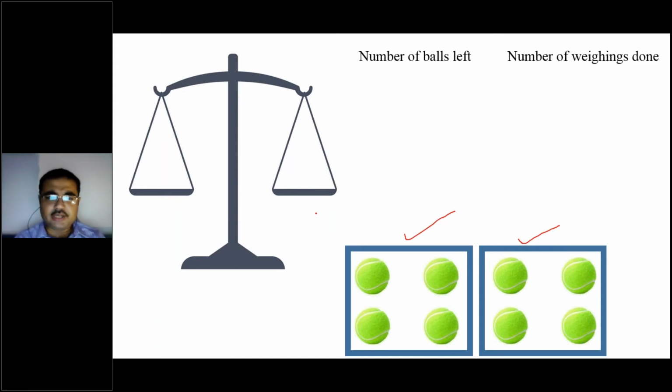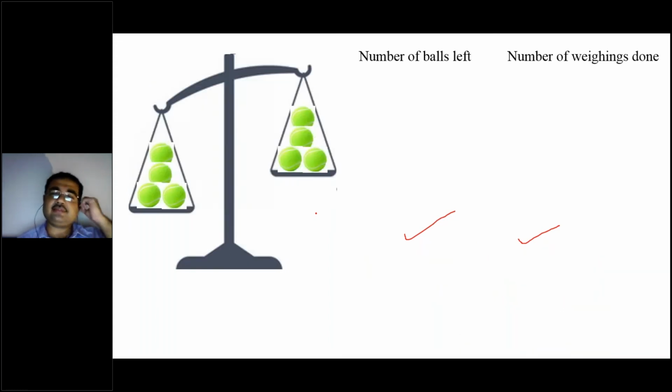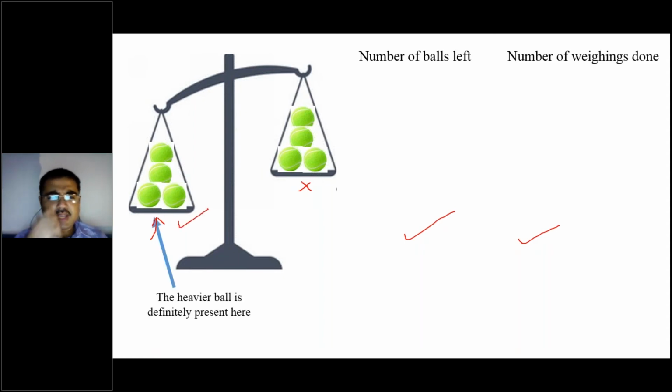I put it and see something like this. What can I say? That the heavier ball is present over here. The lighter balls are all these. The heavier ball is not present over here, and not present over here. The heavier ball is present over here. So I can say the heavier ball is definitely present here. See the arrow on this side, the heavier ball is present.